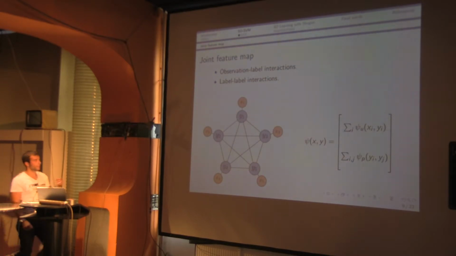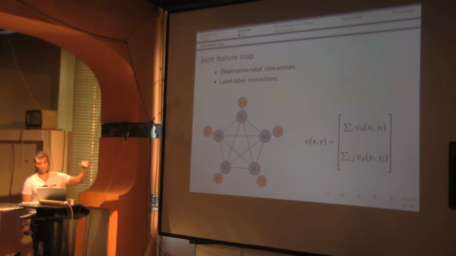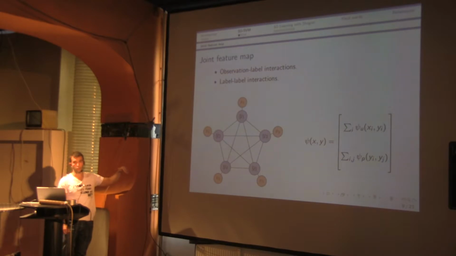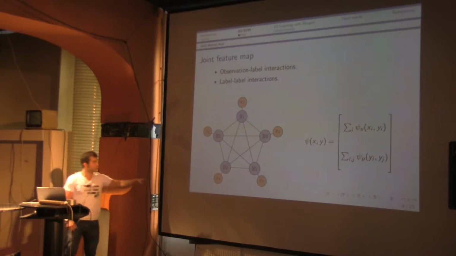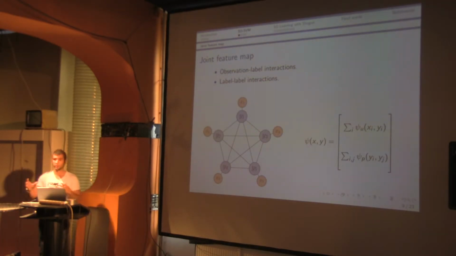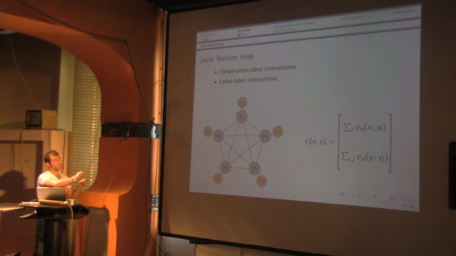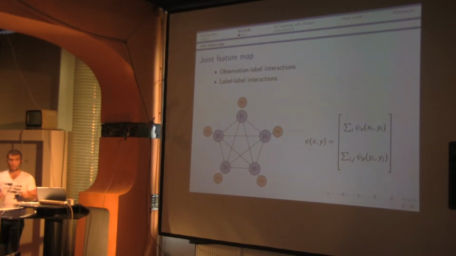Here we see that there are links from the nodes that are blue, which are the nodes in the label, and the nodes that are red, which are the nodes in the observation. These links represent interactions between the observation and the label, and the links between the blue nodes are interactions between the parts of the label. So the insight of this joint feature map is that we want to map together information that in the observation and in the labels comes from different dimensions.